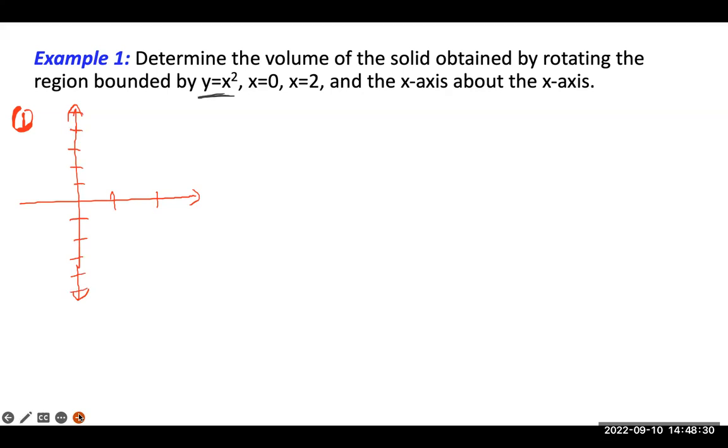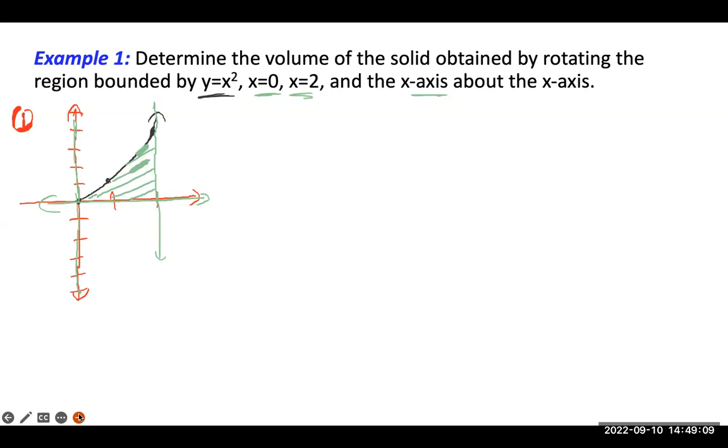For my first function, I'll draw it in black, y equals x squared. So 0 goes to 0, 1 goes to 1, 2 goes to 4. That's my first shape. My second one is x equals 0, which starts here, and x equals 2, which is here, and the x-axis, which is here. I'm looking for the region that's bounded by all of these. I am looking for this region right here. Okay, now I have the region.